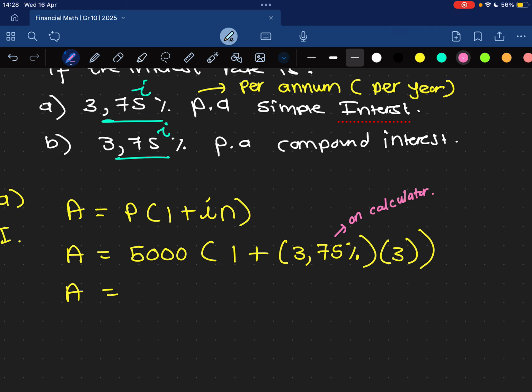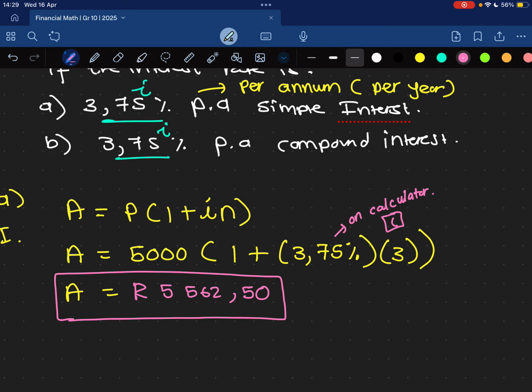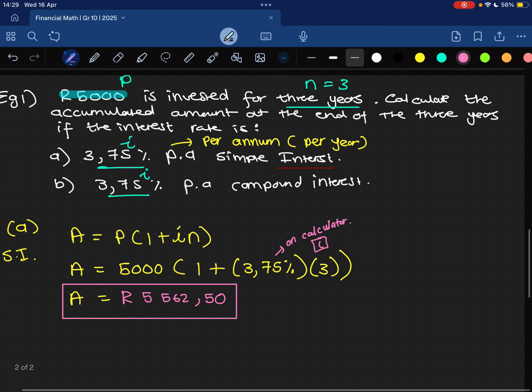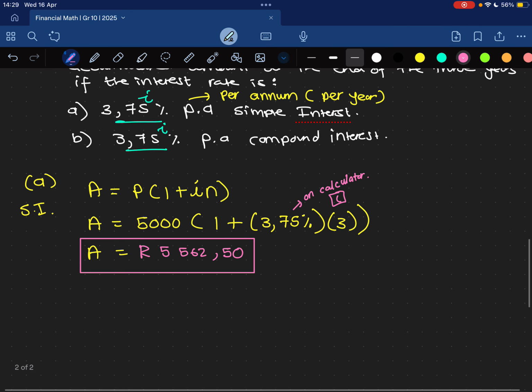So if you look, it's above the bracket, the left bracket. So if you press shift and the left bracket, you'll get the percentage. Okay, times 3. So you would have got an answer of 5,562.5, and then don't forget to put the 0 because it's cents. Okay, so that's how we work out the amount using simple interest.